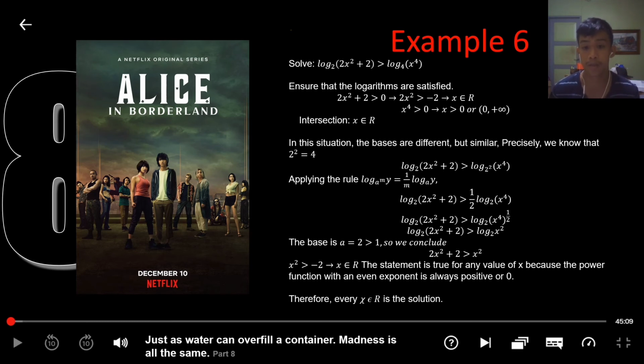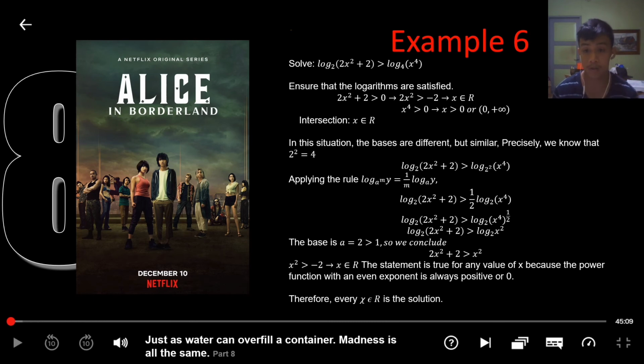In this situation, the bases are different but similar. Precisely, we know that 2 squared is equal to 4. So, log of the quantity 2x squared plus 2 with base 2 is greater than log of x to the power of 4 with base 2 squared. Applying the rule log of y to the power m with base a is equal to 1 over m times log of y with base a, we get log of the quantity 2x squared plus 2 with base 2 is greater than 1/2 log of x to the power of 4 with base 2.